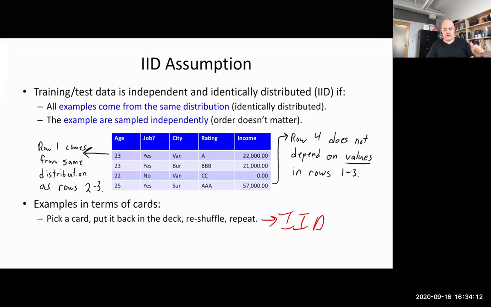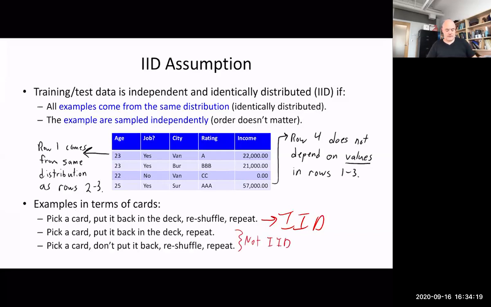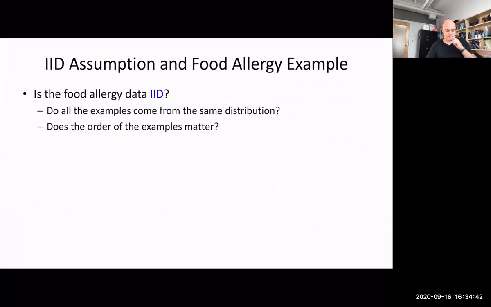And they're identically distributed because the deck remains the same size, right? You have all 52 cards and you reshuffle it, and that's totally fine. If you pick a card and you put it back in the deck and you repeat, that's not IID, because there's no shuffle in between. And certainly, and this one's more obvious, if you pick a card and you don't put it back, then you reshuffle and repeat, that's also not IID, that's sampling without replacement. That's distinctly not an IID draw.